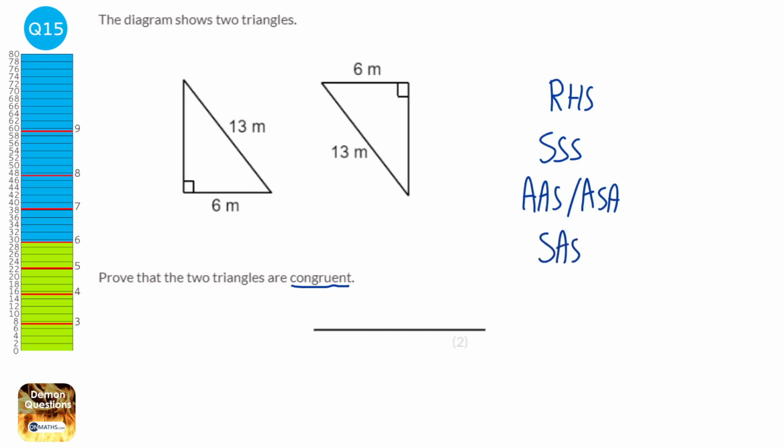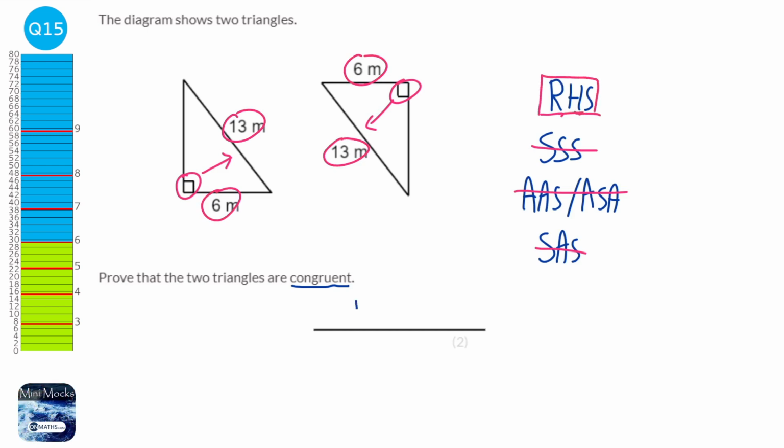In this question, we have a right angle. We only have 2 sides, so we can cross this one out. And if you look, the 2 sides are next to each other, then the angle. So it's ASS or SSA. So these don't really fit. But the angle is a right angle. So we've got a right angle on both of them. We have the hypotenuse. And we have a different side that are all equal. So the proof here is RHS.